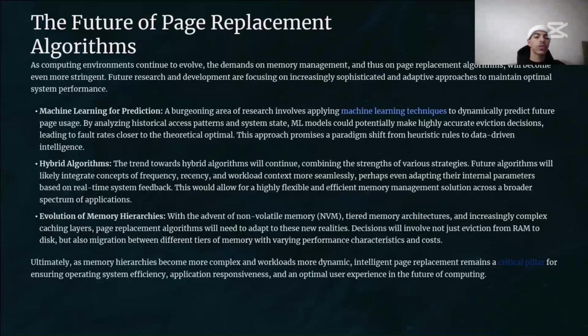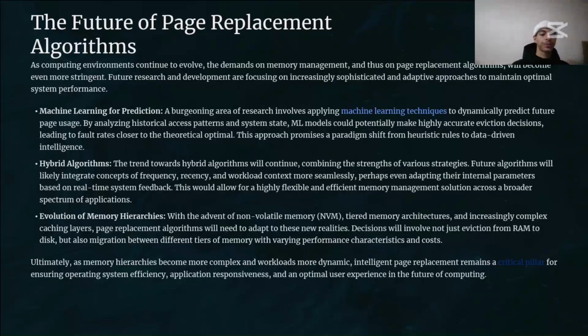Machine learning for prediction. A burgeoning area of research involves applying machine learning techniques to dynamically predict future page usage by analyzing historical access patterns and system state. ML models could potentially make highly accurate eviction decisions, leading to fault rates closer to the theoretical optimal. This approach promises a paradigm shift from heuristic rules to data-driven intelligence.